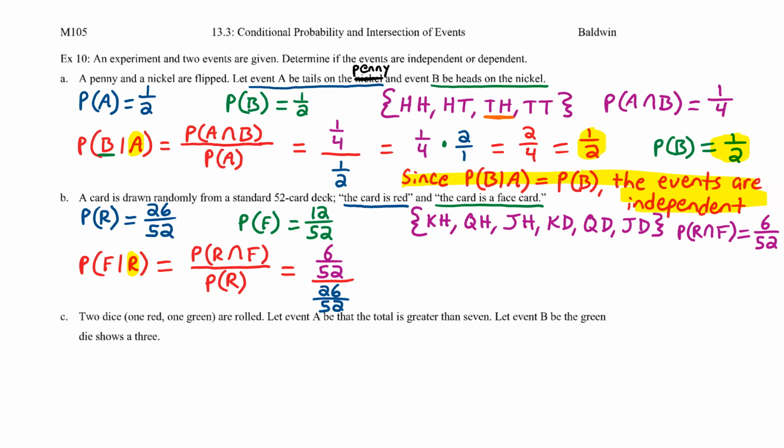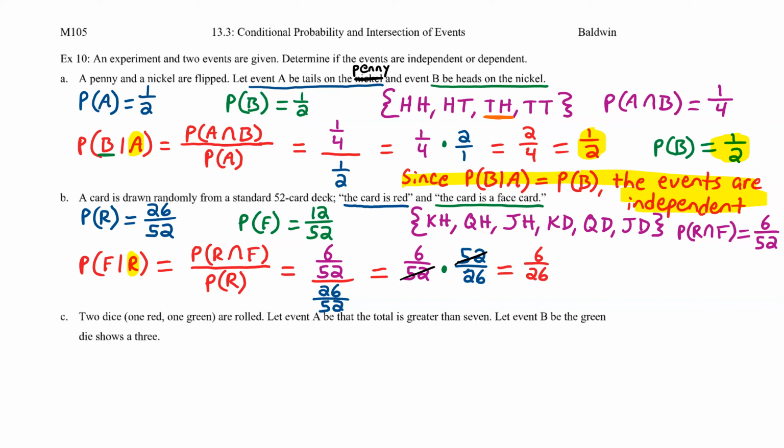And so simplifying here with keep, change, flip. So we keep the numerator. We change it to multiplication. And we take the reciprocal of the denominator. And then when we look at multiplying, the 52s will cancel out. They'll divide out at the end. That would leave us with 6 over 26.